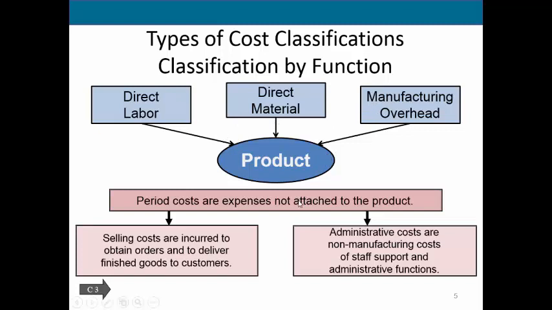Period costs, on the other hand, are expenses that are not related to manufacturing our product. The examples that we're given here are selling costs that are incurred in order to obtain orders and deliver things to customers. So this is customer sales and customer support. That's not actually creating our product. It's selling our product, but it's not creating it. So we call this a period cost.